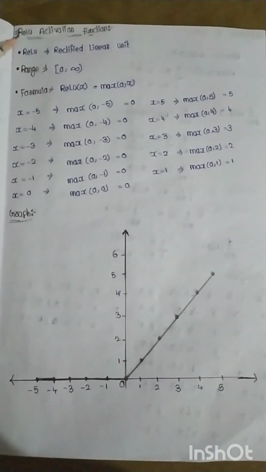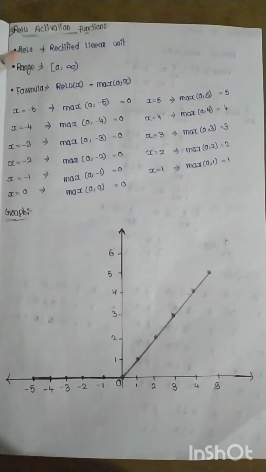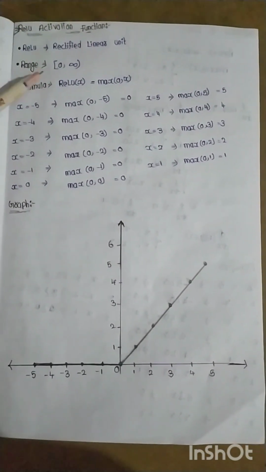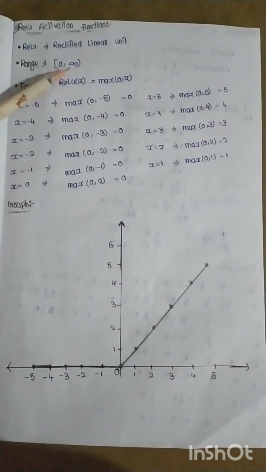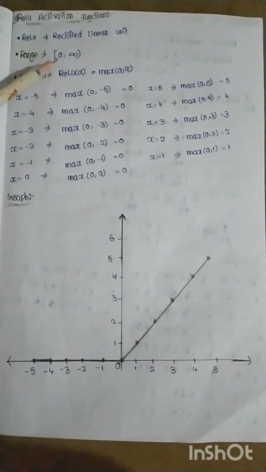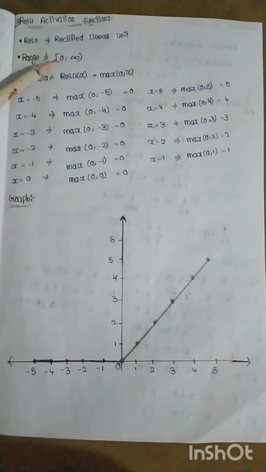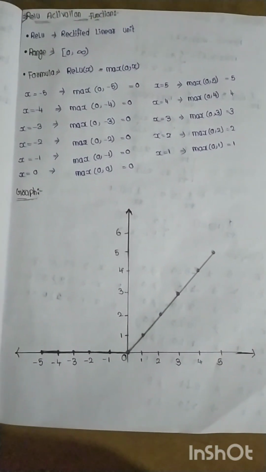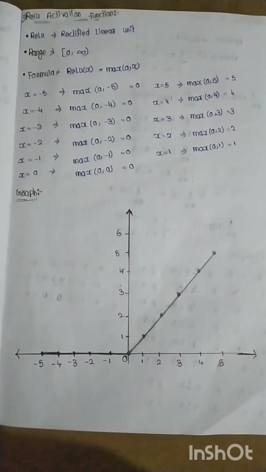Now here we talk about the ReLU activation function. ReLU stands for rectified linear unit, and it is one of the most used activation functions in the hidden layers, and the range of this activation is from 0 to infinity. The output of the ReLU activation function is always non-negative because it produces output in the range between 0 to infinity, and the formula for the ReLU activation function is max of 0 comma x.